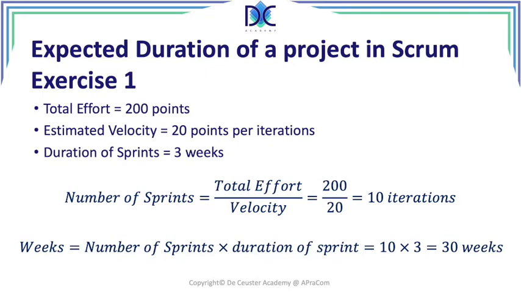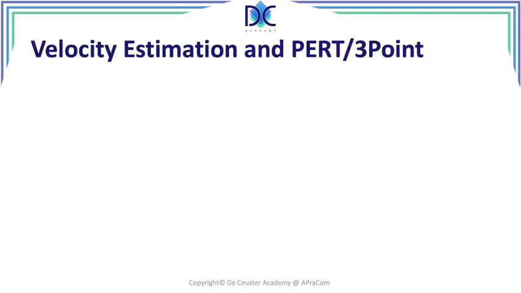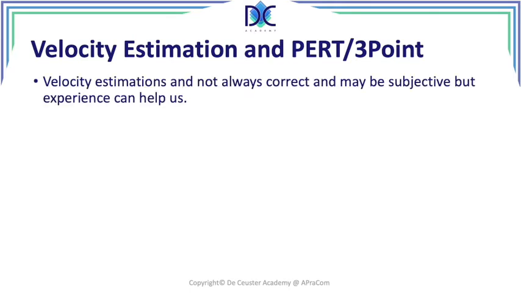Very easy to calculate, but once we have the numbers, once we have the effort, that's easy to get. The more difficult thing to get is in fact the estimated velocity. Now remember PERT 3-point, we can also use this on our estimations. And we don't always have a correct estimation, and they may be subjective, but some experience may help us.